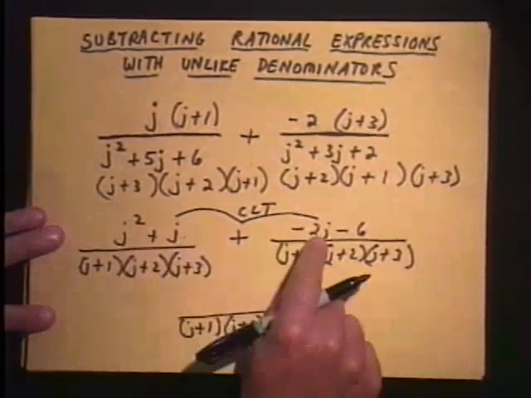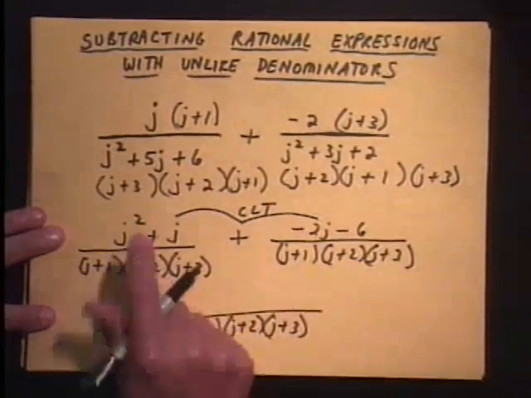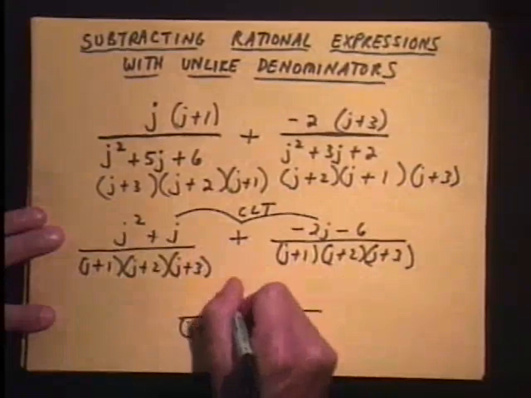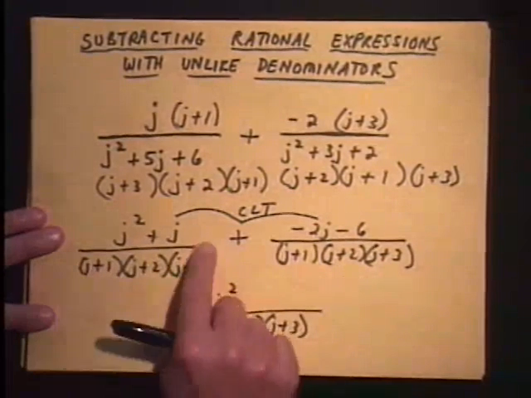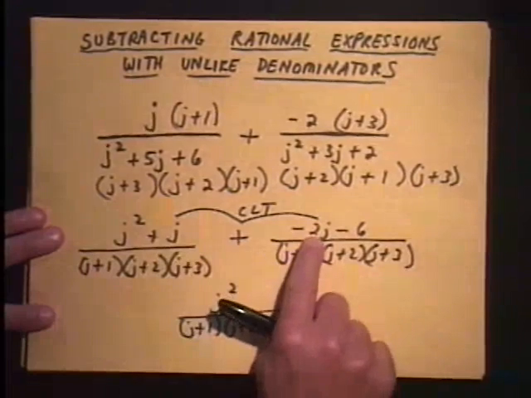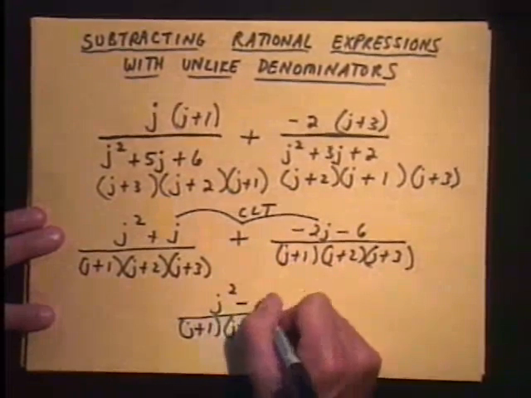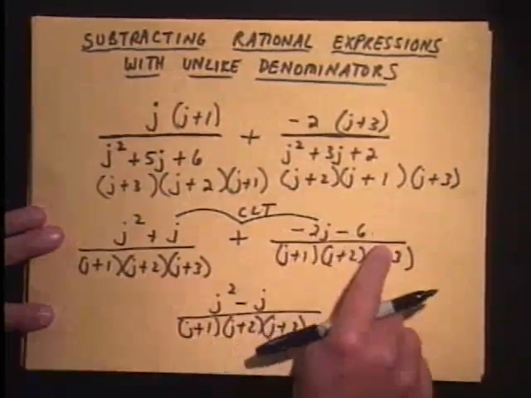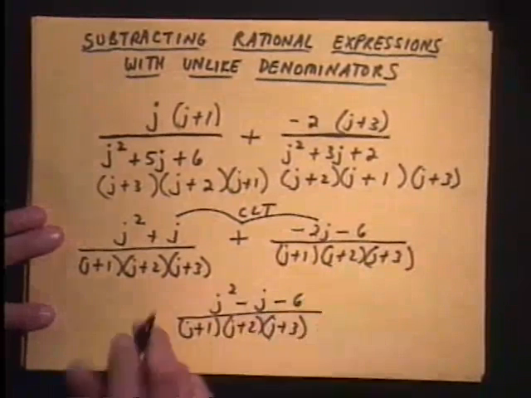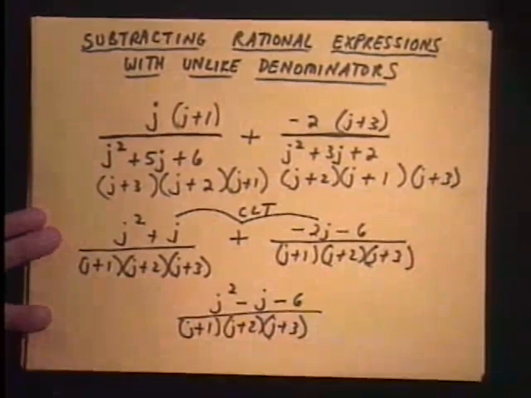Adding and collecting the like terms in the top, there's only this 1j squared, so we'll go ahead and bring it down. 1j and a negative 2j gives us a minus 1j, and then we've got the minus 6. So that's the answer, right, Young?